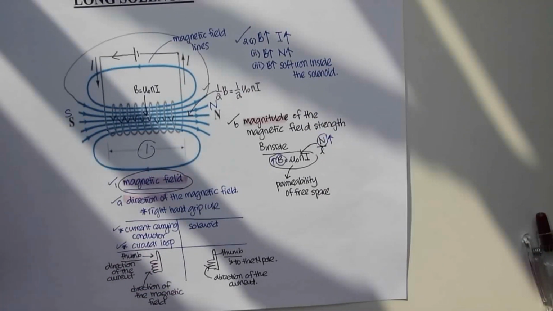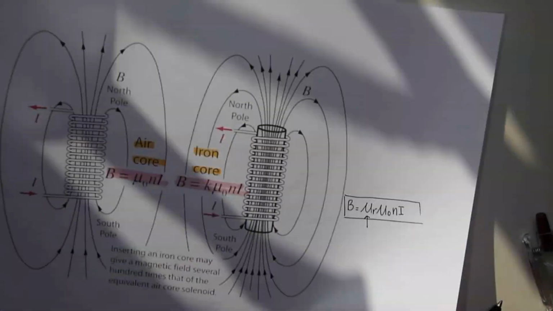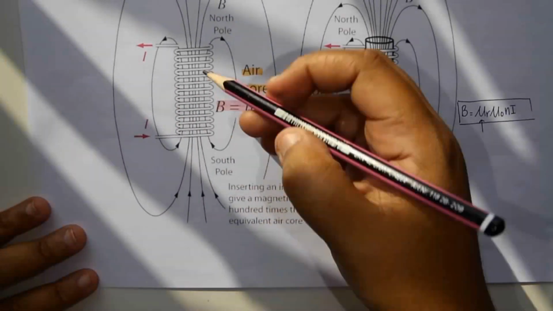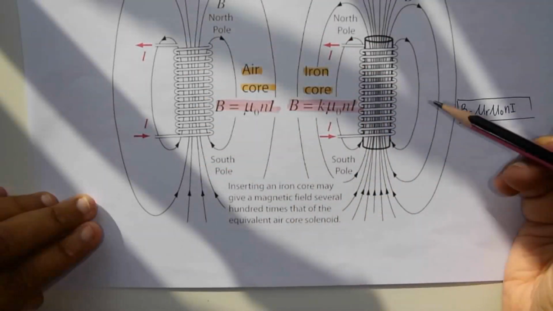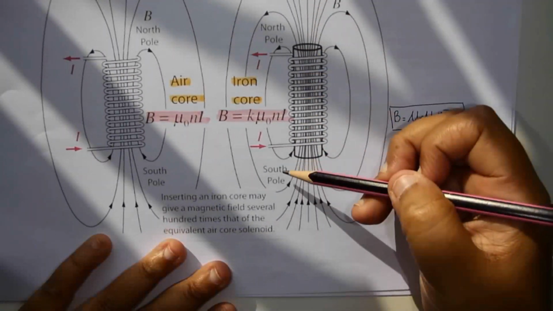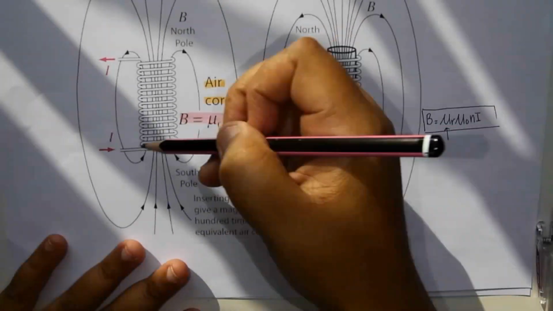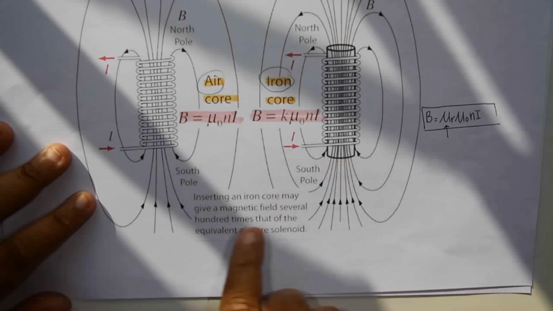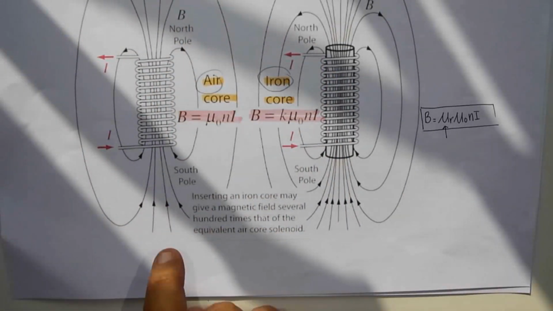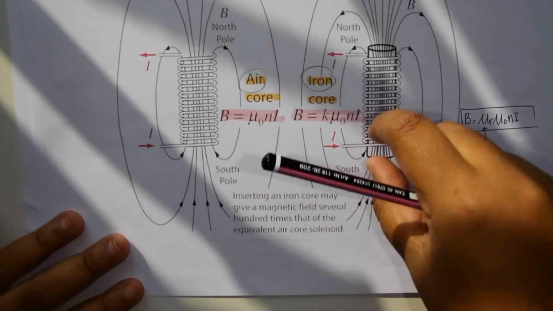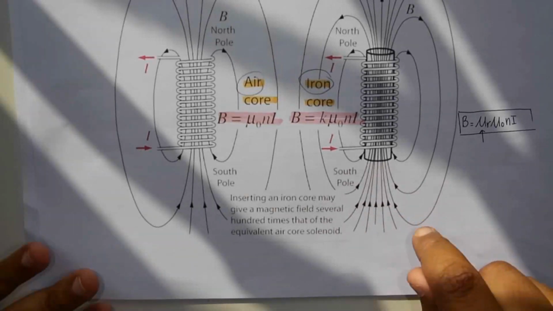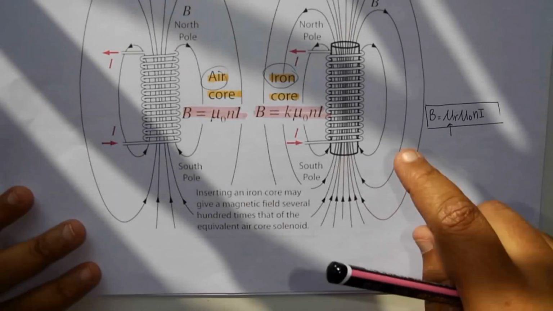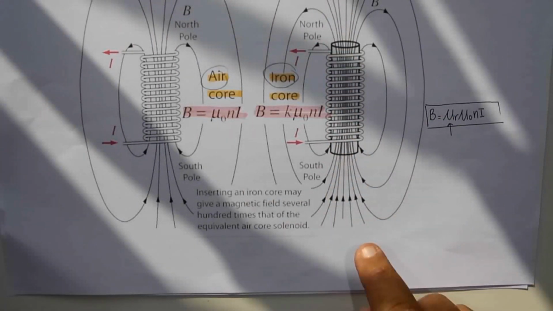Say for example, I have a diagram here. You can see there are two diagrams here. In this diagram the core is air, and in this diagram the core is iron. This is an iron core, and this is an air core. If you look at the magnetic field lines, you realize that the field lines here are fewer compared to here. Here there are more. So that shows the B here is less than the B here. So when you put in an iron core, you increase your B.